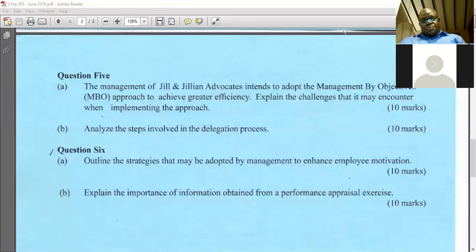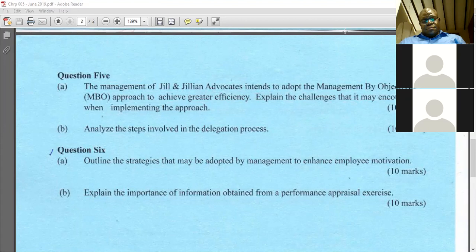Maybe lack of capacity to implement. Lack of capacity to implement the MBO, you might need to first train and enhance the skills level so that everyone understands the system and how it operates. Lack of capacity. Anything else?